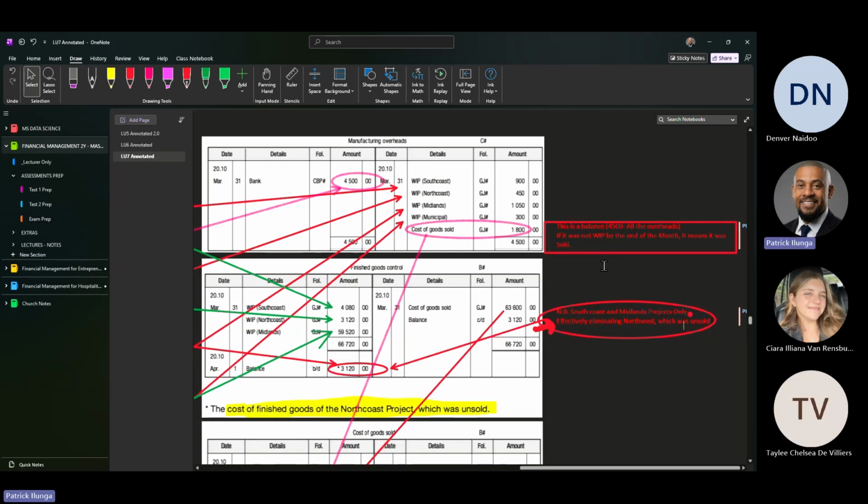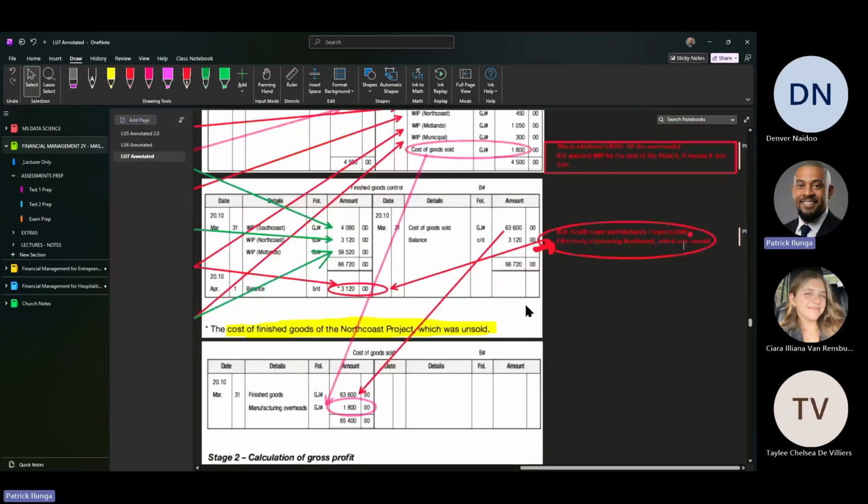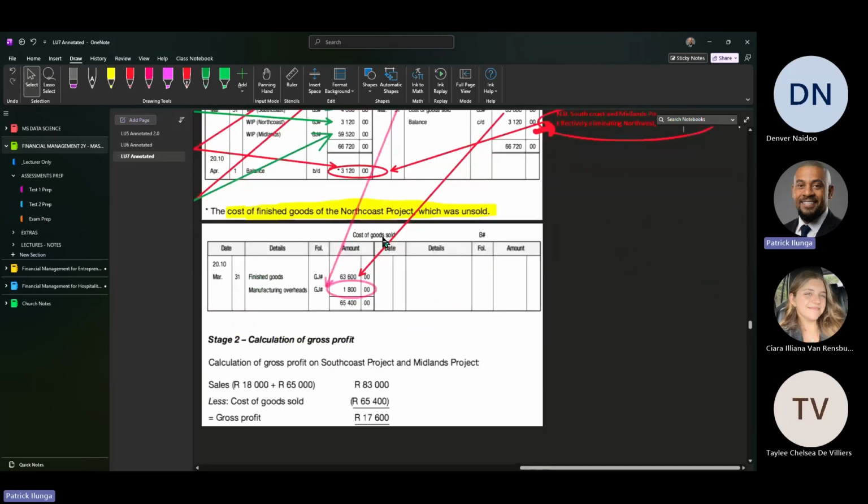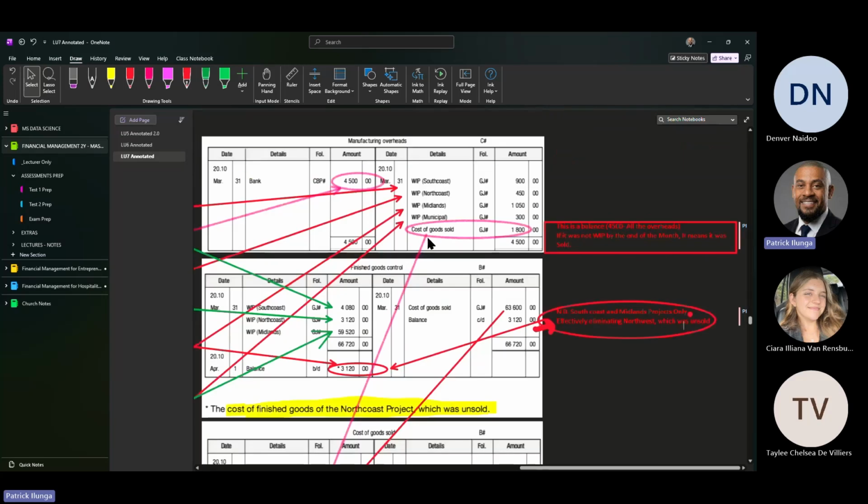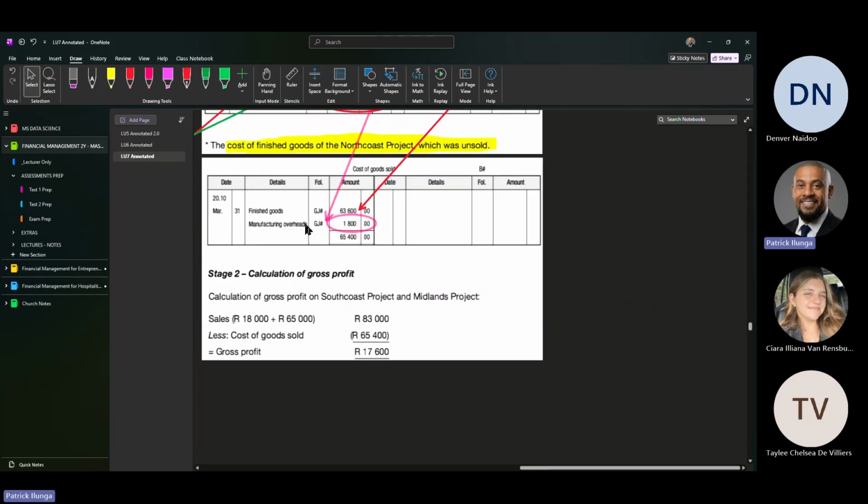This 1,800, to make it easy for you, if it is not part of the work in process by the end of the month, it means that it's something that has already been sold. Because we can't account for that in the work in process. All right? And that's why when you look at the actual ledger for the cost of goods sold, you will add this here.